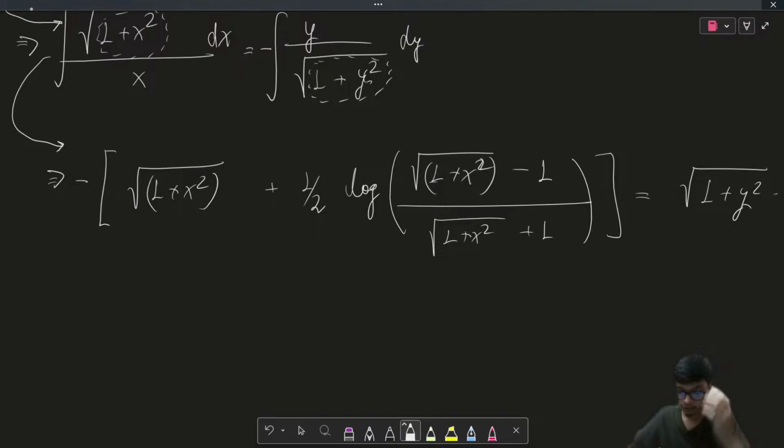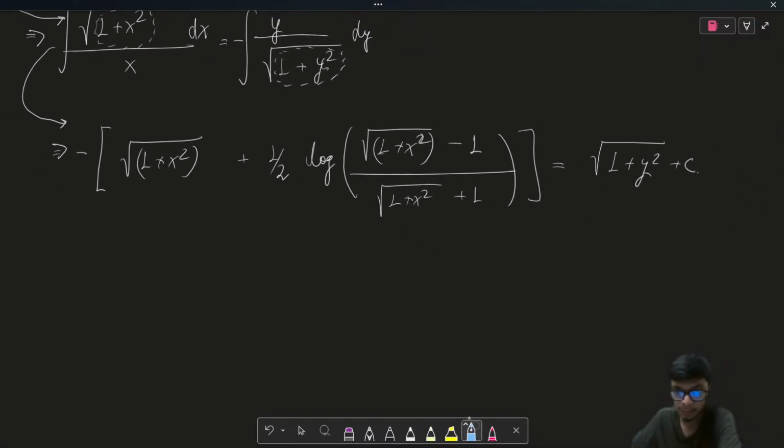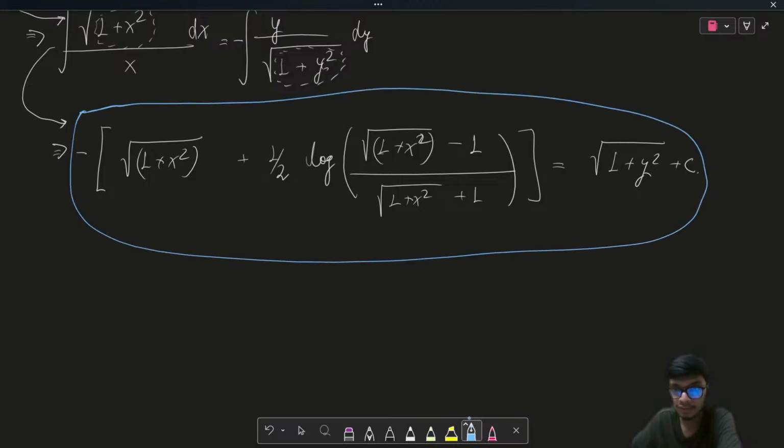So ultimately, the solution of the differential equation is basically of this particular form. I hope this is clear to all of you. So this is my required solution of the differential equation. Is this clear to all of you?